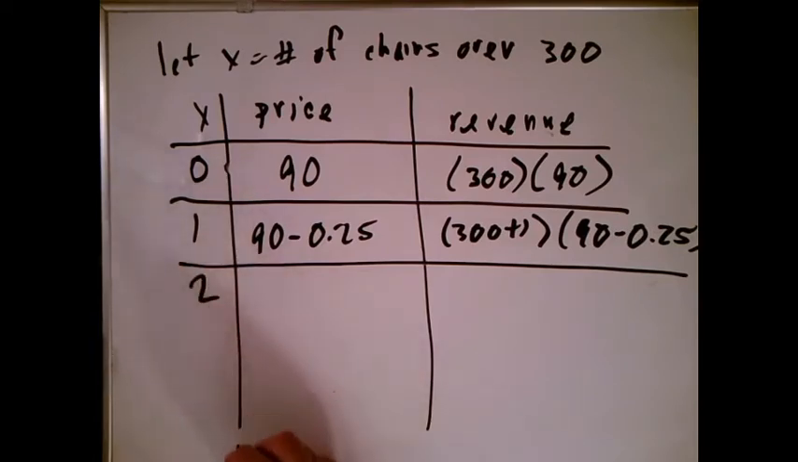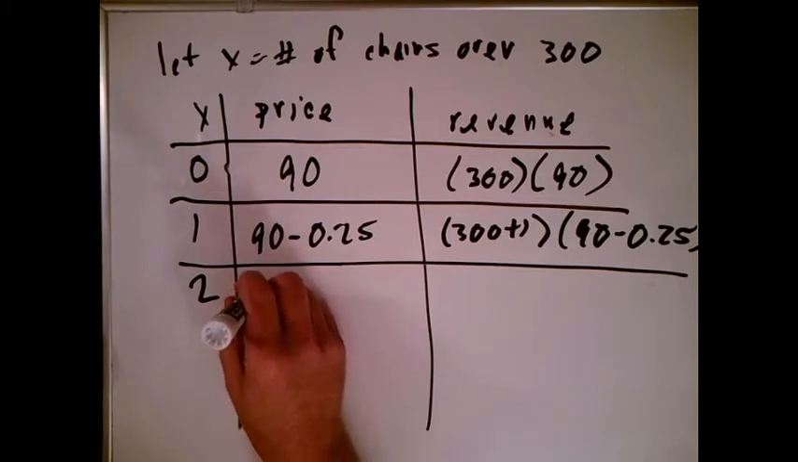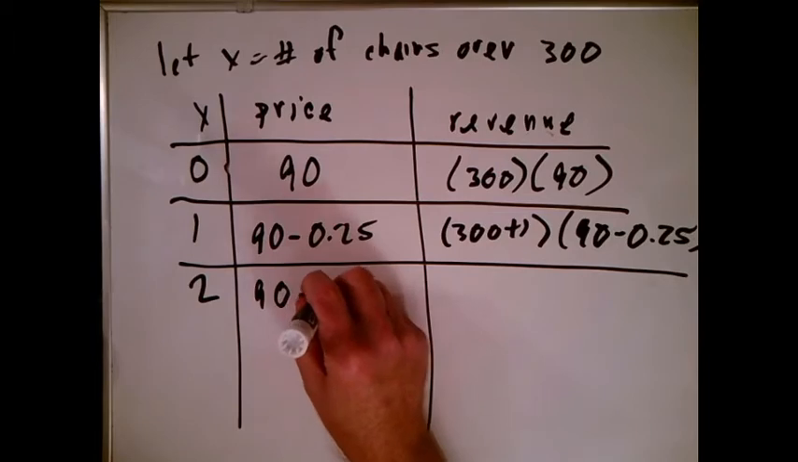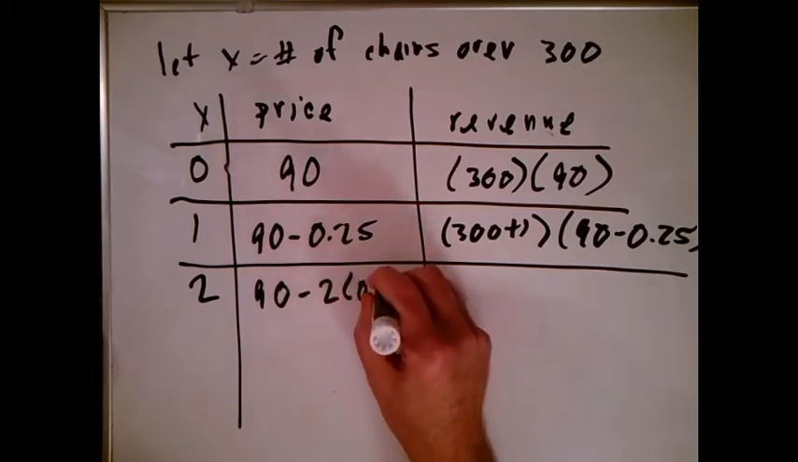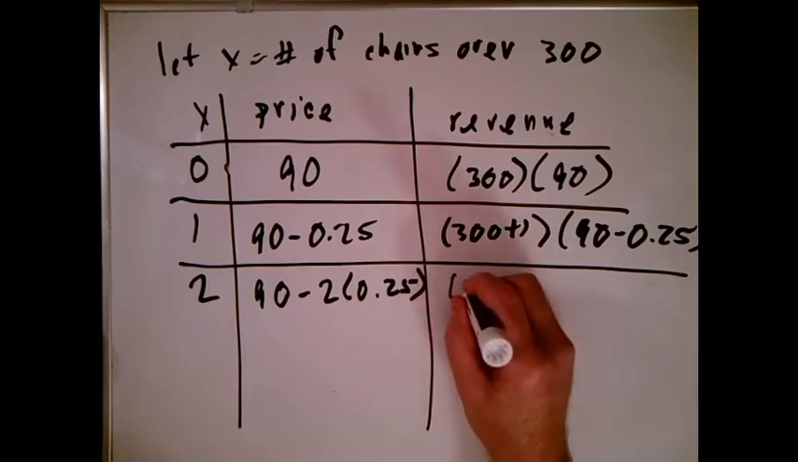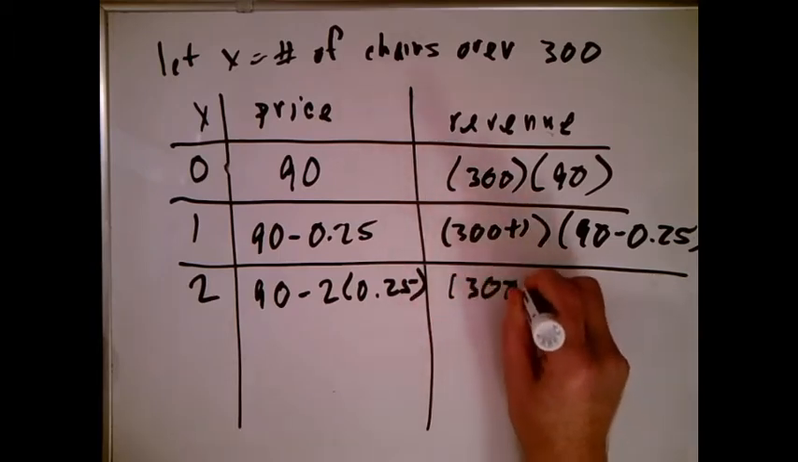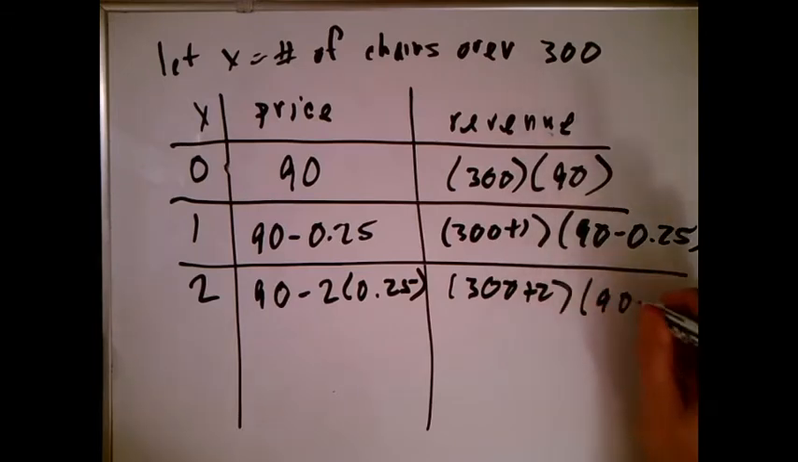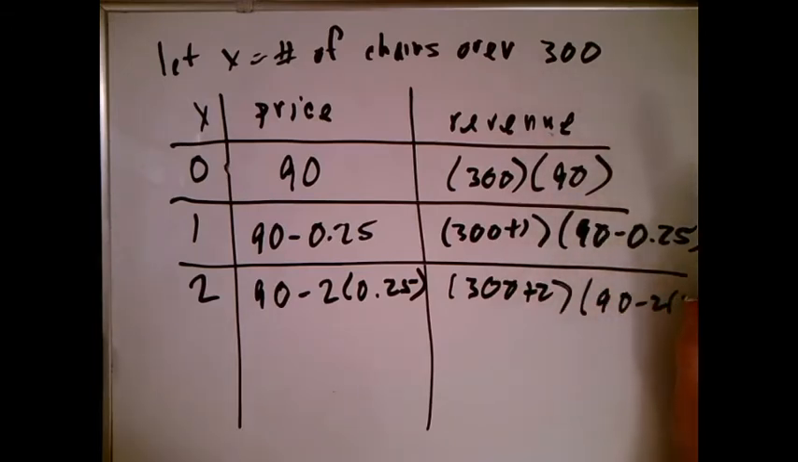If I sell 302 chairs, what happens to the price? Well, it's going to be $90. I could say 50 cents, but I actually wound up simplifying that. Let's write 2 times 0.25, just like that. That's the price per chair. Now, how much revenue am I going to bring in? Well, it's going to be the number of chairs. Don't write 302, write 300 plus 2. And over here, this is going to be 90 minus 2 times 0.25, like that.